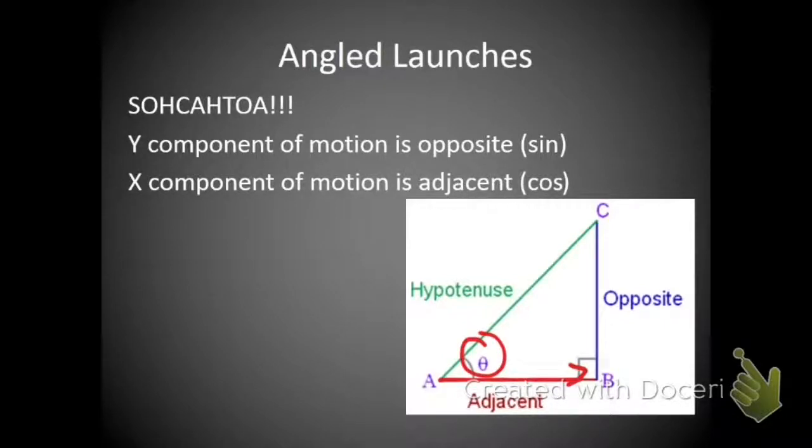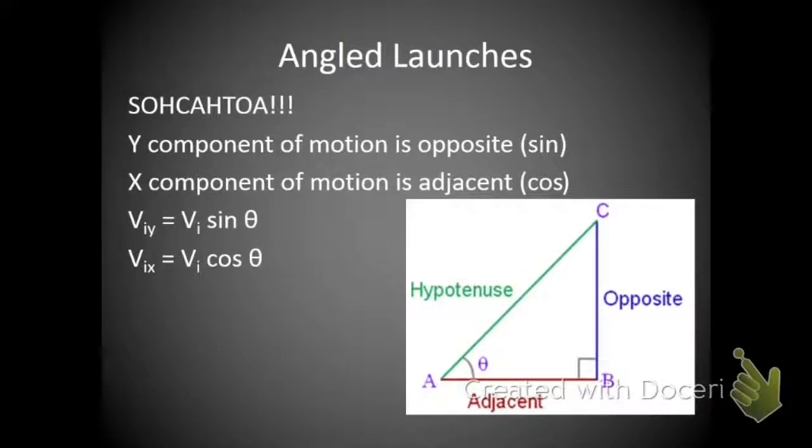And so that is calculated using cosine. And so ultimately what it's going to look like is this. The initial velocity in the y direction is equal to the initial velocity times the sine of the angle that the object is launched at. And in the x direction, we simply use cosine instead.